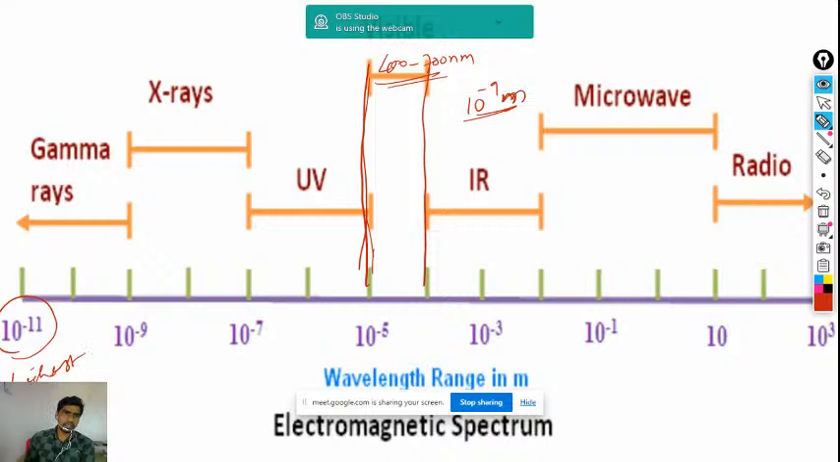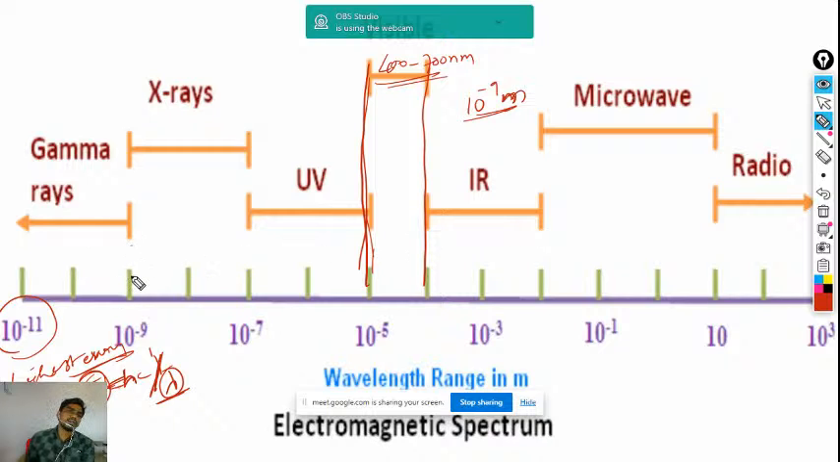There is also a relationship, E equals hc by lambda. So when wavelength increases, energy decreases. This will also be studied in further classes. Gamma rays are the highest energy waves, that can supply more energy when compared to all other electromagnetic radiations.